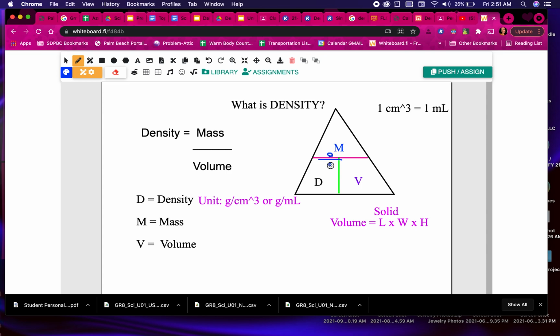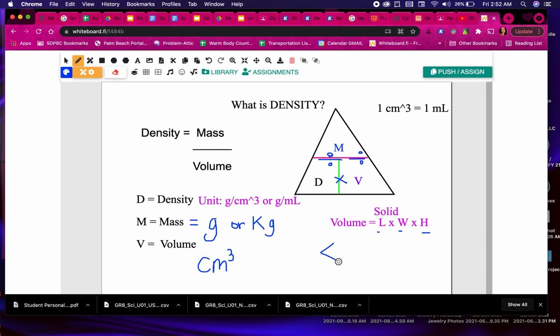So recap, the pink line means division, and the green line means multiplication. This triangle allows you to know all three formulas without having to memorize all three formulas. Now the unit of mass is going to be represented in grams most often, or you might see it represented in kilograms, kg. And volume can be represented in centimeters cubed. Remember, that's because you multiply length, width, and height.